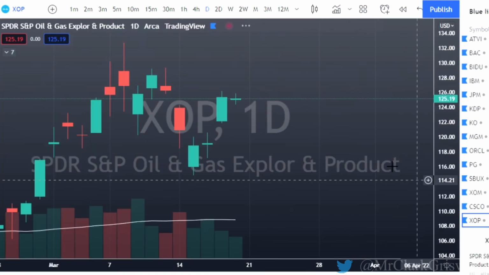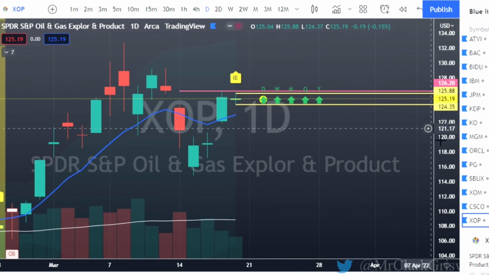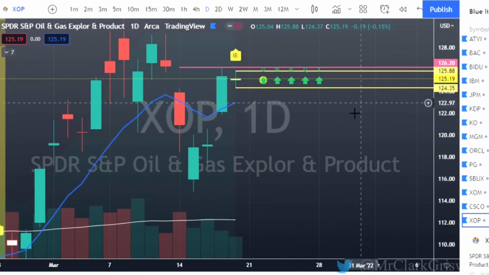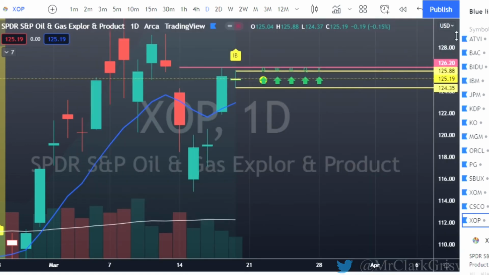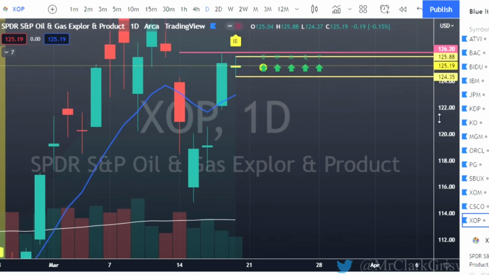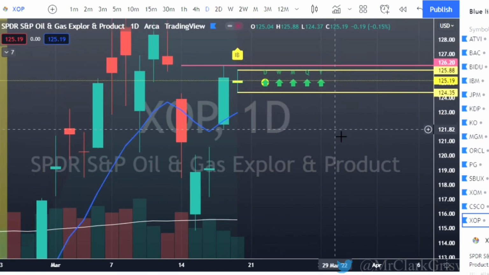XOP, inside bar, and it is a tight inside bar. Look at this time frame, all green. You want that indicator? Click your indicators, type in time frame continuity. Author is Board Rider B. We can look for calls on this little inside bar at 125.88, puts at 124.35.